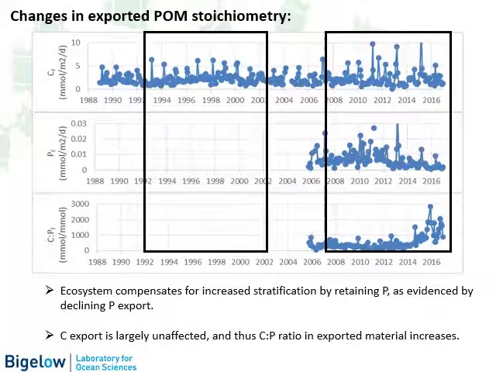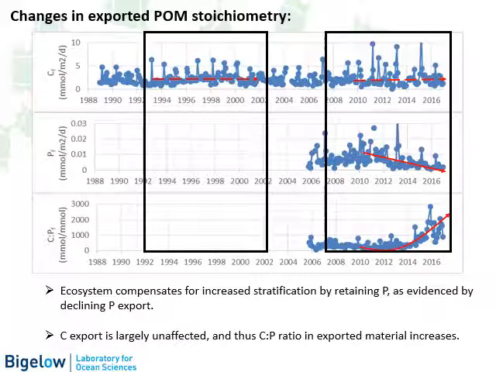So what does that then mean for carbon export and the functioning of the euphotic zone ecosystem at BATS? So here we have plots of carbon flux in the top, phosphorus flux in the middle, and the ratio of carbon to phosphorus flux in the bottom. During the first time period, the 1990s, carbon flux is stable despite increasing net primary production and increasing temperature.